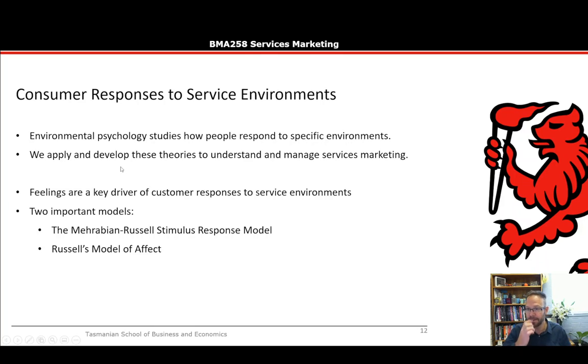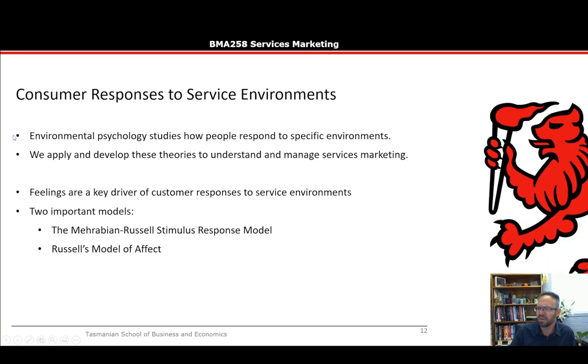This section, we're going to be looking at some of these consumer psychology models. So, consumer responses to service encounters. And we're going to look at how the things that we've designed, the servicescapes, the physical elements of our extended marketing mix, can actually impact our customers.